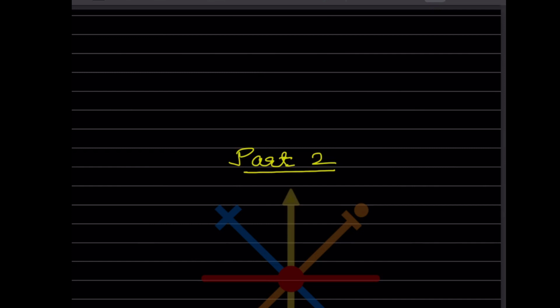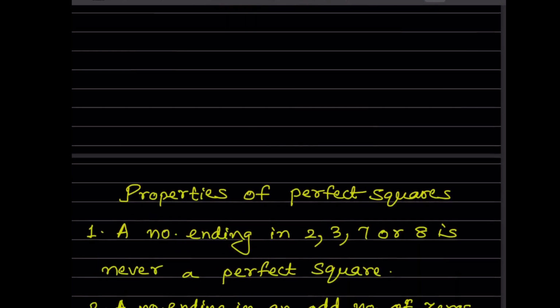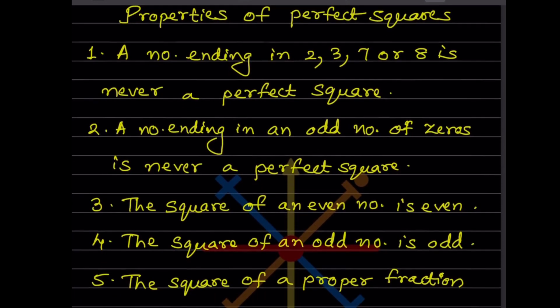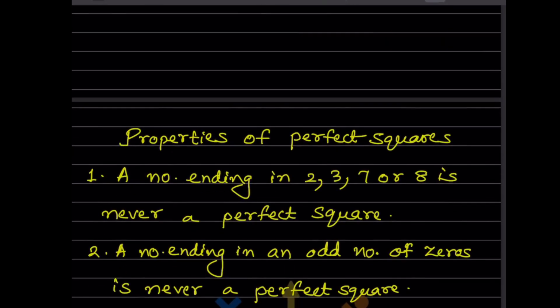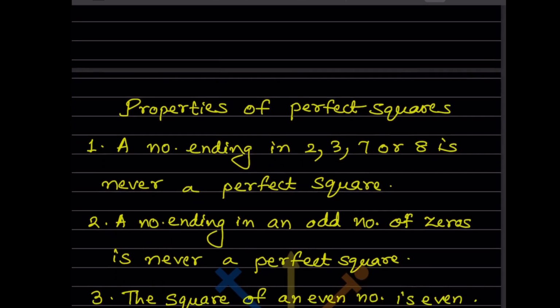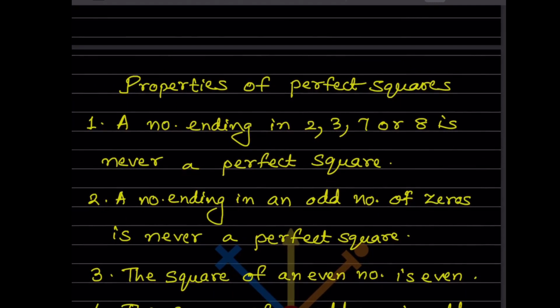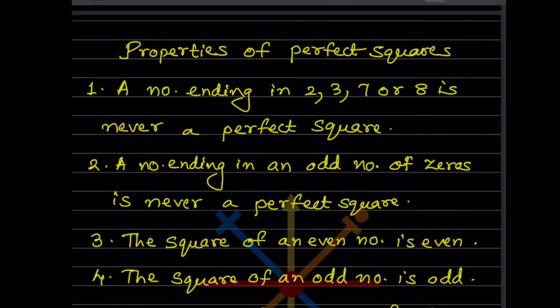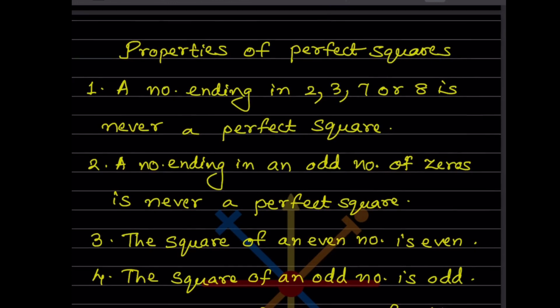So today we are going to see part 2 of the third chapter, that is Squares and Square Roots. We have already done one exercise, and we'll do the second exercise, 3B. But before starting with it, we'll see the properties. These properties are going to be helpful while solving that exercise. So what are the properties of a perfect square?